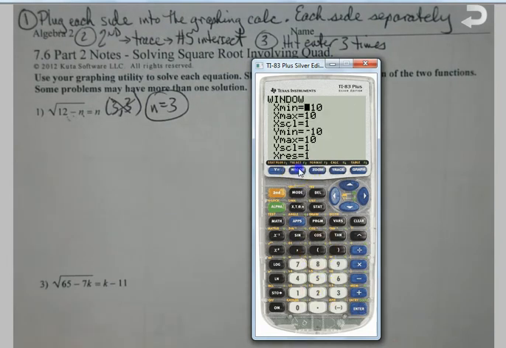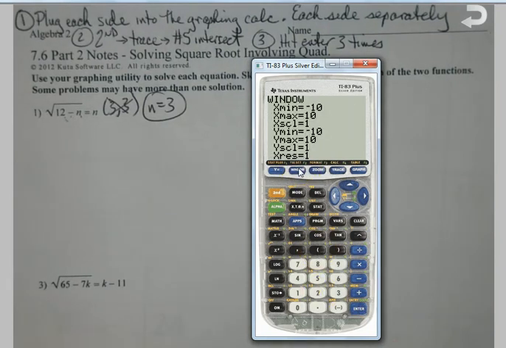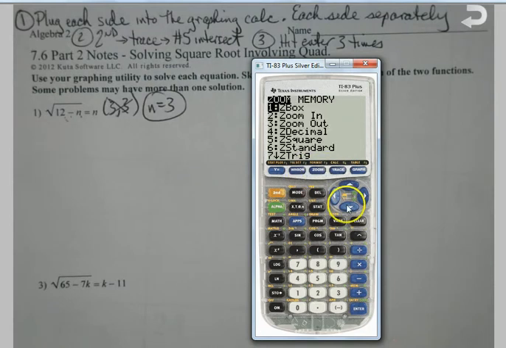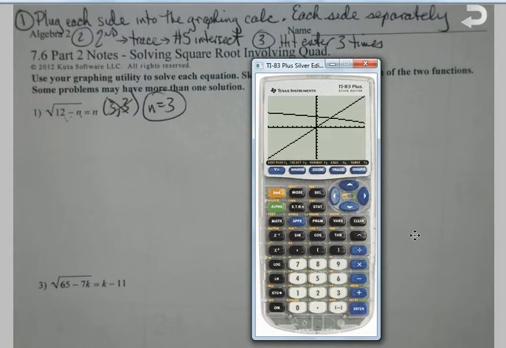Does your window screen look normal? Okay. If for some reason your window is different than mine when you hit window, we'll figure out what's going on with yours too. Somebody might have messed with it. If you hit zoom and go down to what's called standard, it'll put you back at the regular graphing size for things. That may help some of you.